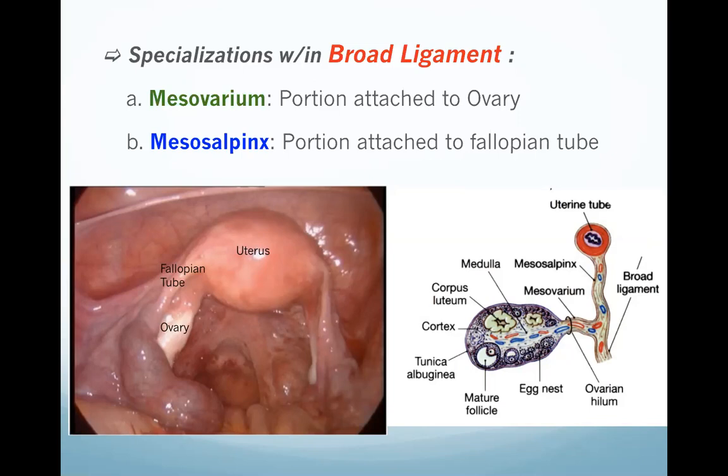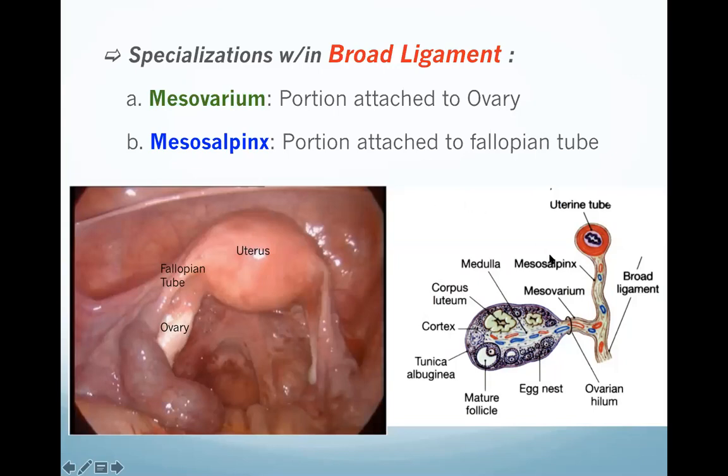And if the sheet wrapped over the pillows, that would be the mesoovarium. So really we're looking at the fallopian tube here. This portion of the broad ligament that connects to the fallopian tube, that's the mesosalpinx. And then the portion that wraps around the ovary here, that's going to be the mesoovarium.